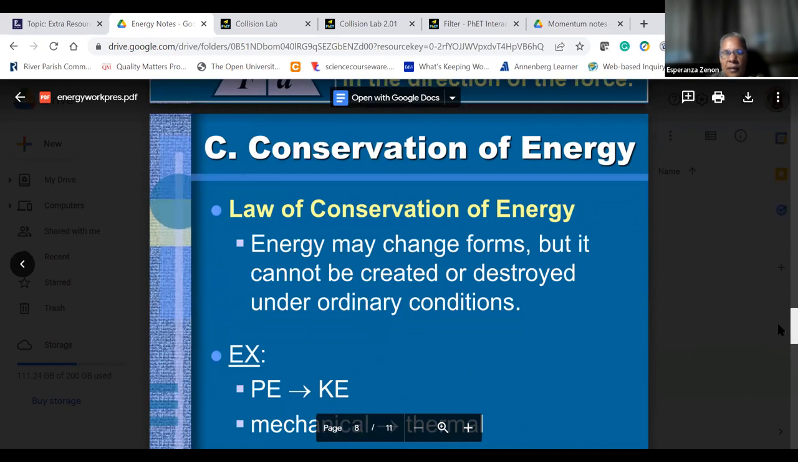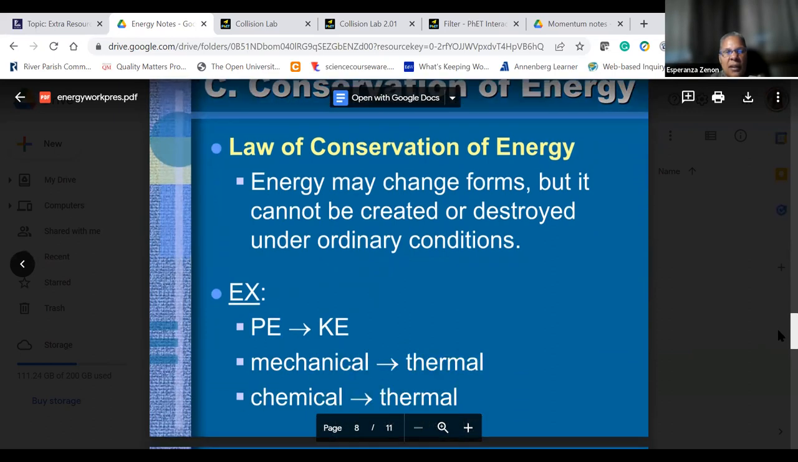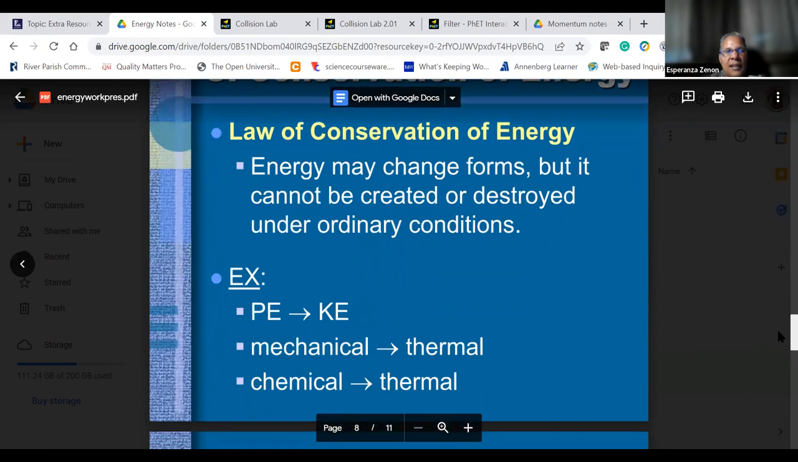So now, conservation of energy. This just highlights the restatement of the conservation of energy. You might have heard it said, energy cannot be created or destroyed. It can only change forms. So what forms? Mechanical. You could change potential to kinetic. You could change mechanical energy to thermal energy. You could change chemical energy to thermal. And these are all just examples, right?